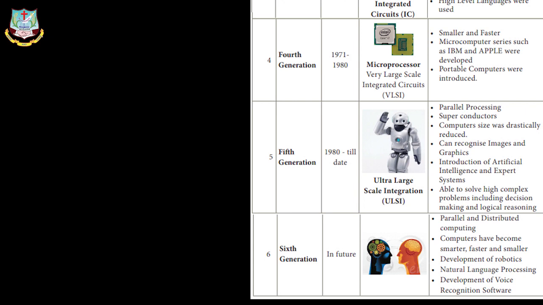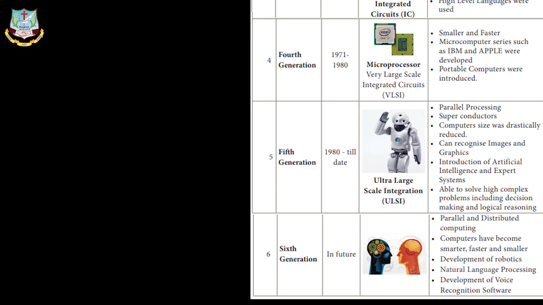And then fourth generation is from 1971 to 1980, microprocessor, that means VLSI, very large scale integrated circuits were used. In fifth generation, it is 1980 till date, ULSI, ultra large scale integration. And then sixth generation is in future, that is communication between our brain and robotics.